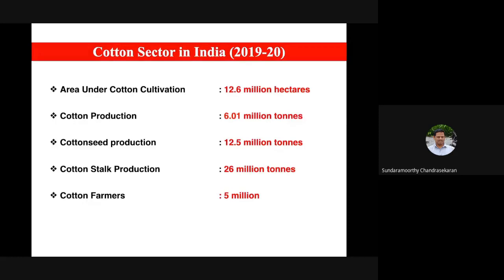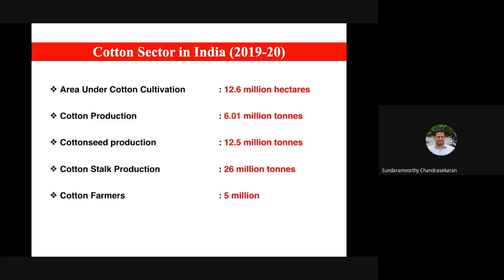So coming to the cotton sector, I think most of you may be aware that India is the leading producer of cotton in the world, and we have almost 1/3 of the total global acreage in our country. Almost 12.6 million hectares of area is under cotton cultivation, and we are producing 1/4 of the total global production. 6 million tons of cotton is produced annually in the country. Globally, around 24 million tons are produced, and we account for 6 million tons. And cotton seed accounts for almost double the volume of cotton production. So around 12.5 million tons of cotton seeds are produced in the country.